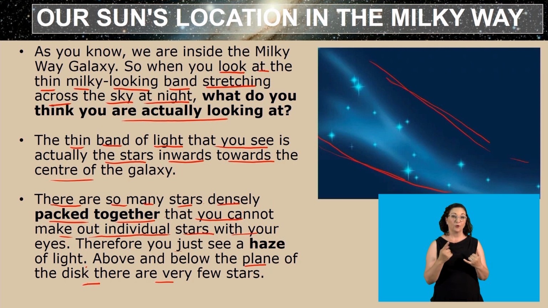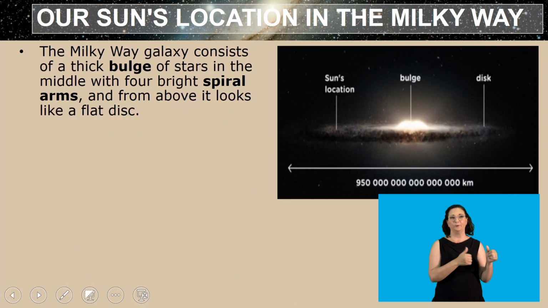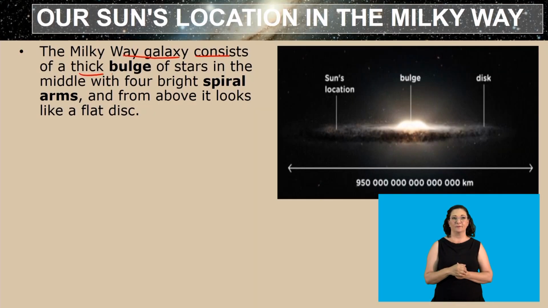Now we are going to be looking at the structure of our Milky Way galaxy. What exactly does the Milky Way galaxy consist of, okay? The Milky Way galaxy consists of a thick bulge of stars in the middle with 4 bright spiral arms, and from above it looks like a flat disk.